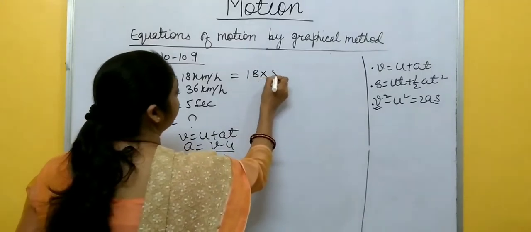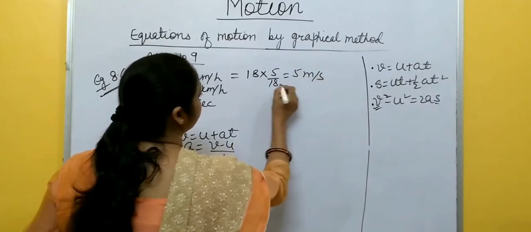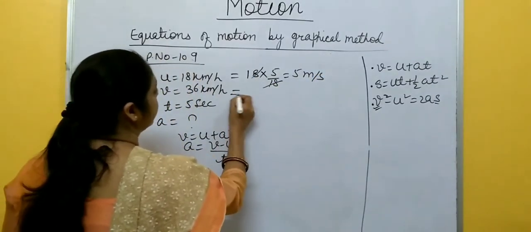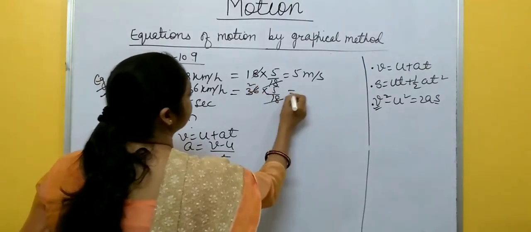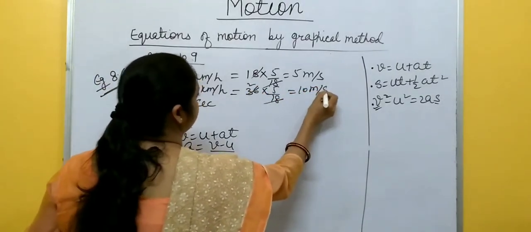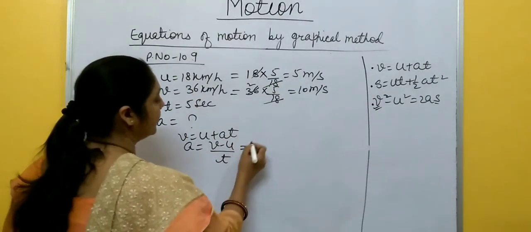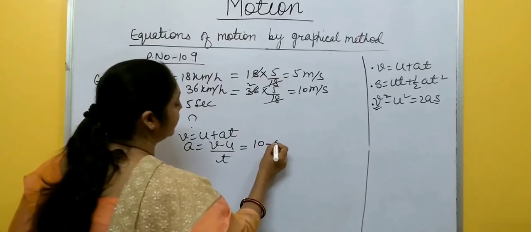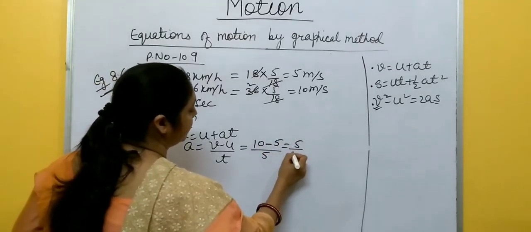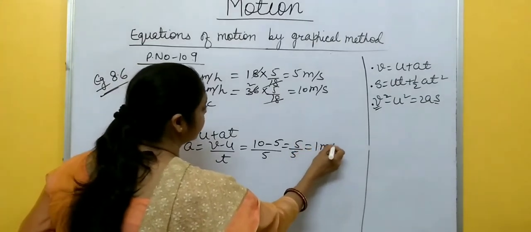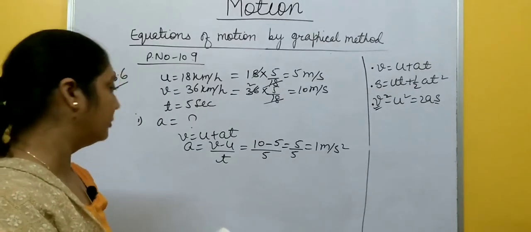So you just multiply 5 by 18. It becomes 5 meter per second. Again 36 into 5 by 18, this becomes 10 meter per second. In this way you put these values here. V is 10, u is 5, time is again 5. 10 minus 5 is 5, 5 by 5, 1 meter per second square is the acceleration produced in the body.